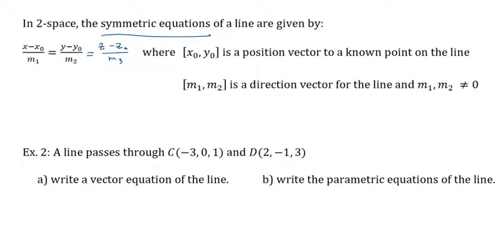Looks like perpendicular. So let's take the dot product. Don't just say that. Show it with the dot product. Negative 6 plus 6, which is 0. They're perpendicular.